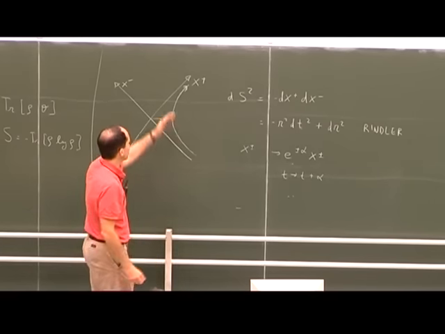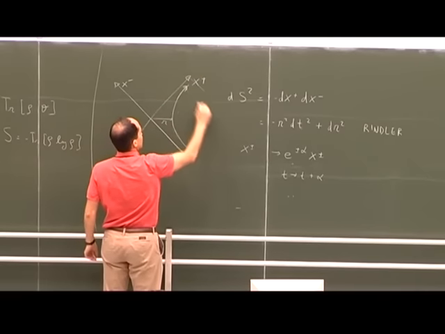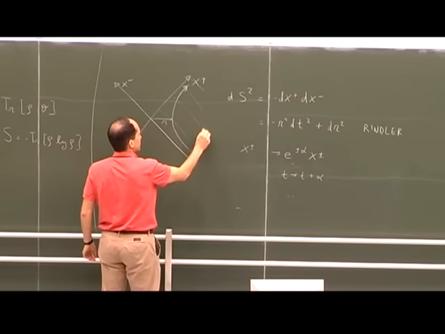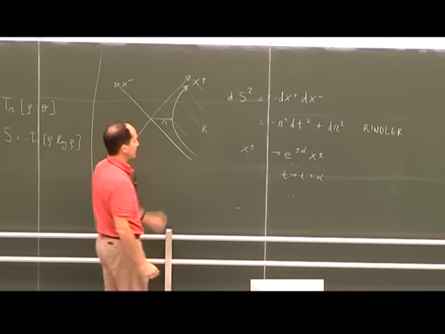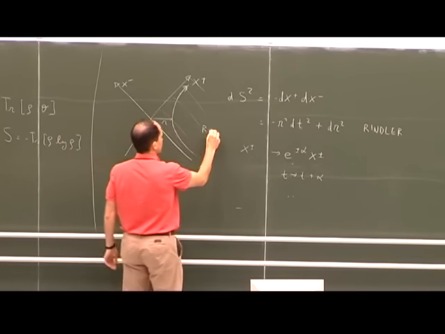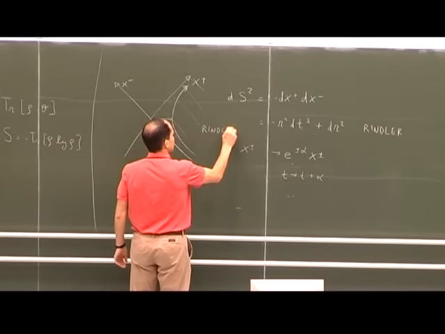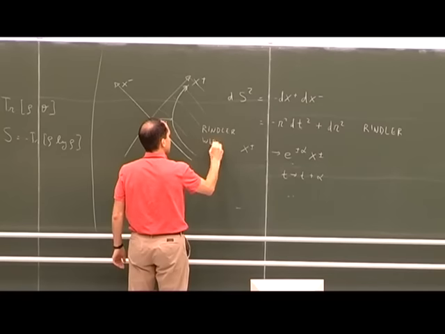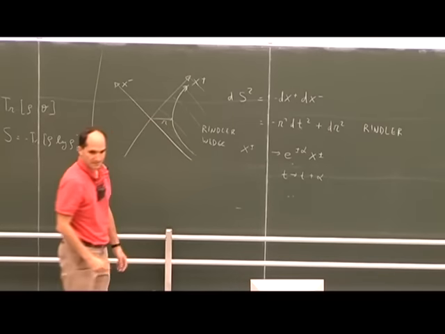These coordinates cover only this right region. So the right region, sometimes called the Rindler wedge. Rindler.